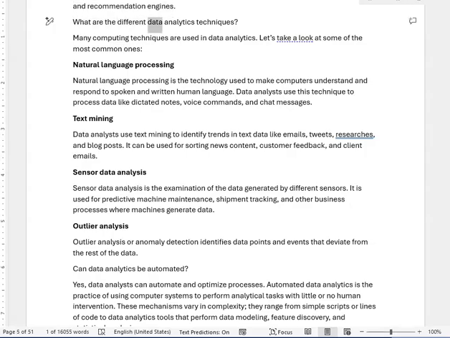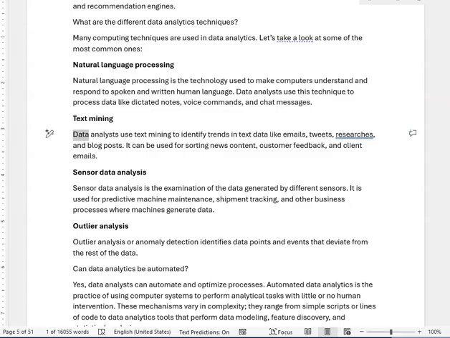What are the different data analytics techniques? Many computing techniques are used in data analytics. Let's take a look at some of the most common ones. Natural language processing. Natural language processing is the technology used to make computers understand and respond to spoken and written human language. Data analysts use this technique to process data like dictated notes, voice commands, and chat messages.